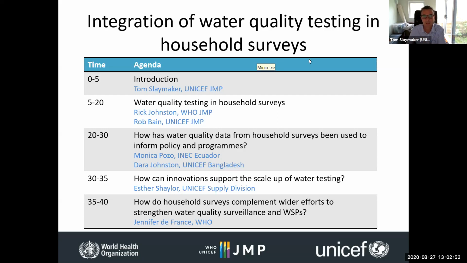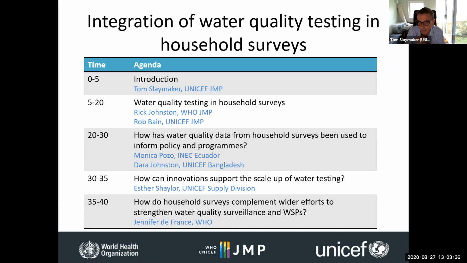But you can see from the slide how we are proposing to use the next 45 minutes. We will start with a presentation from the JMP team on the work that we've been doing to support water quality testing in household surveys and some of the emerging results. We will then move on and address three main questions during this session. So we will be looking at how water quality data from household surveys has been used to inform national policy and programs. And we will have presentations from colleagues working in Ecuador and in Bangladesh.